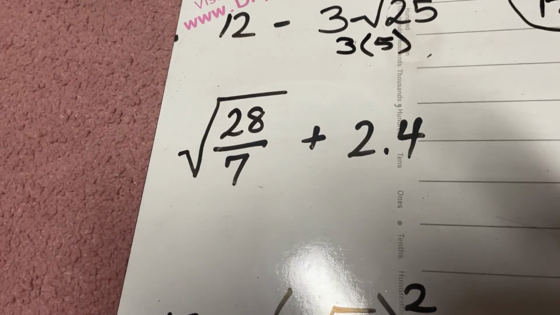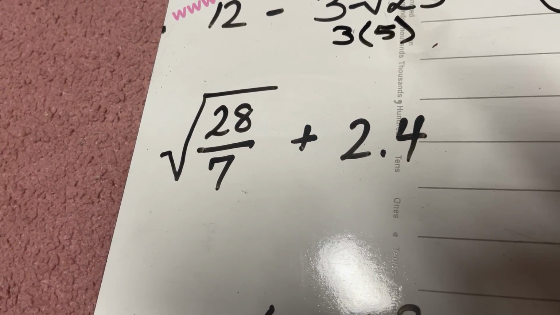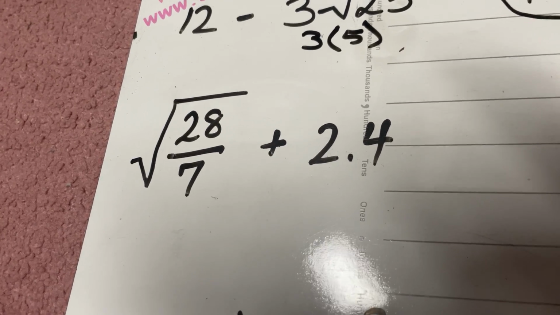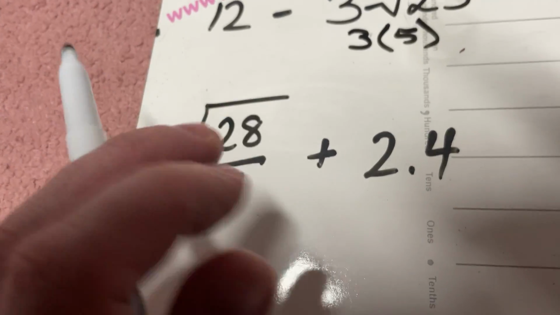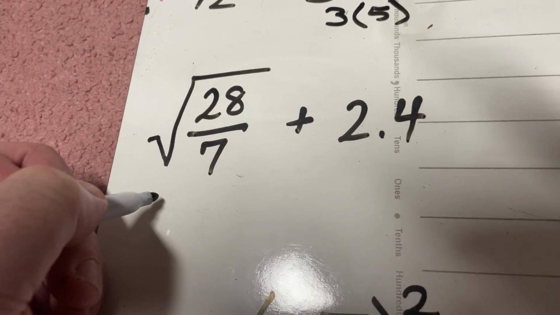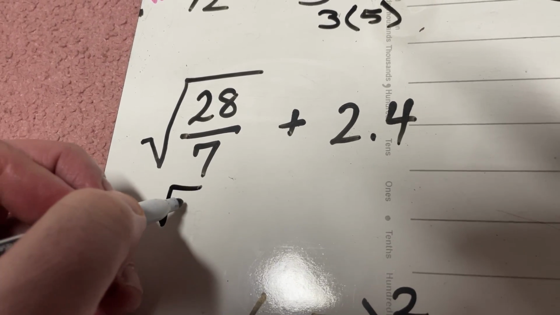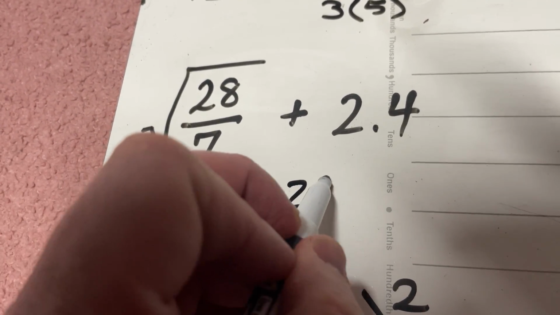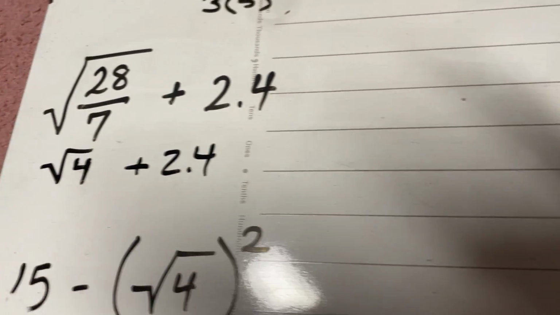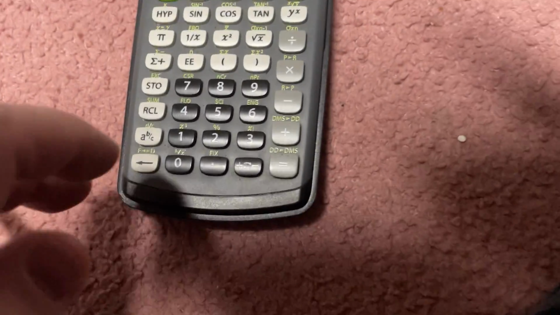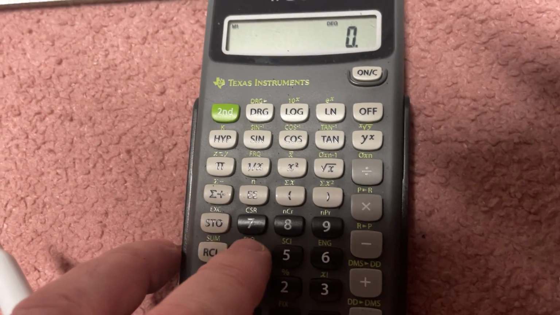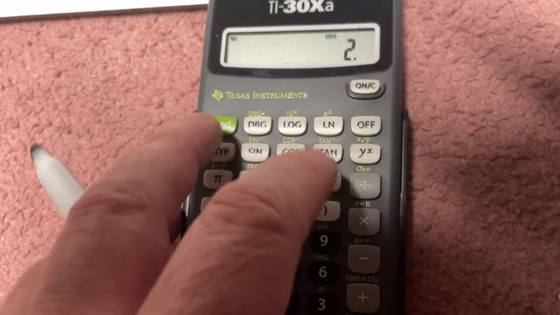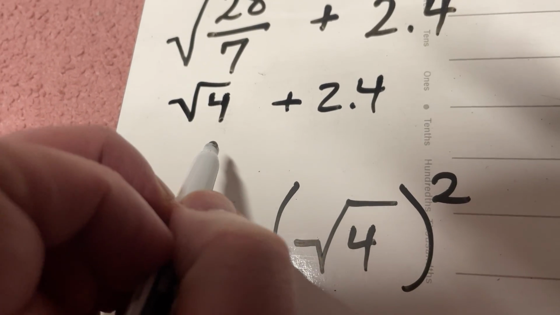All right. Square root of 28 over 7 plus 2.4. Well, 28 divided by 7 is 4. So I can think about this as the square root of 4 plus 2.4. To check with my square root button, I type 4 and press the square root button. That gives me 2. So the square root of 4 is 2.